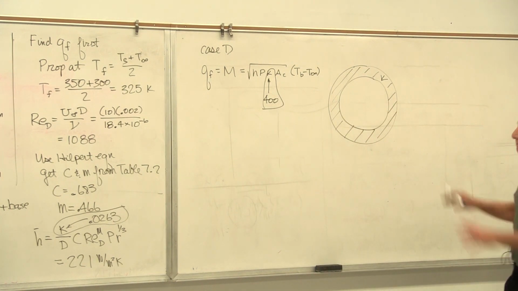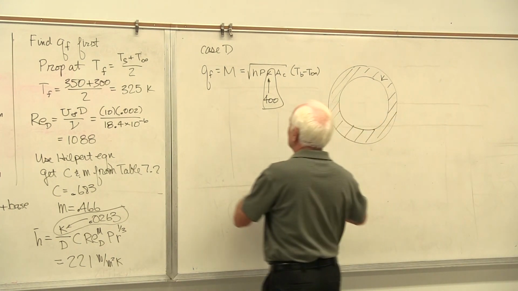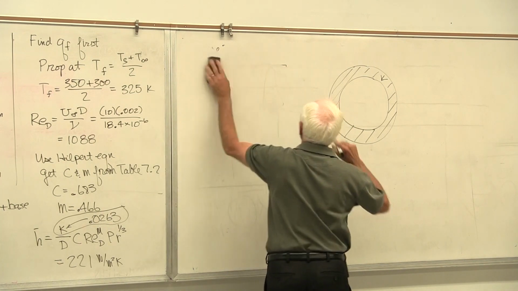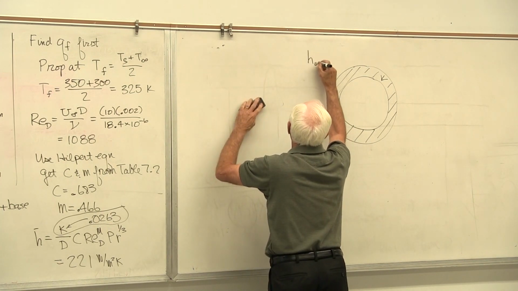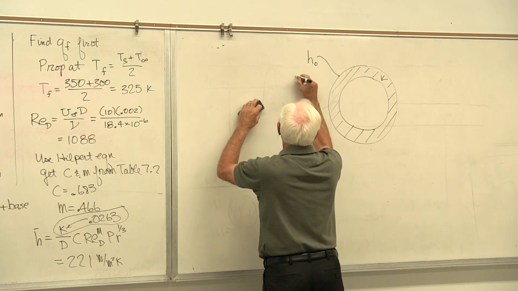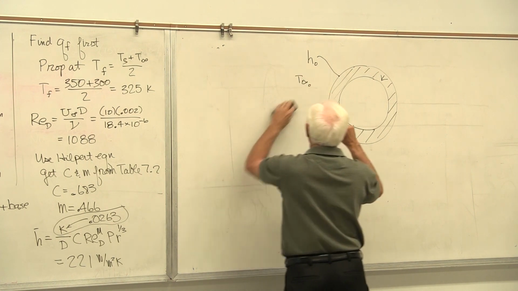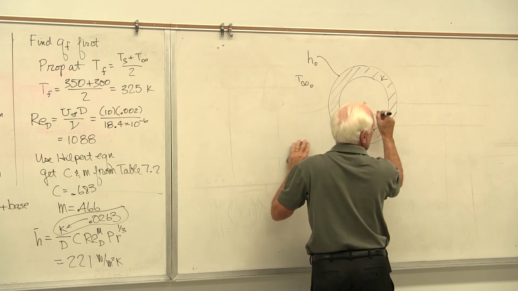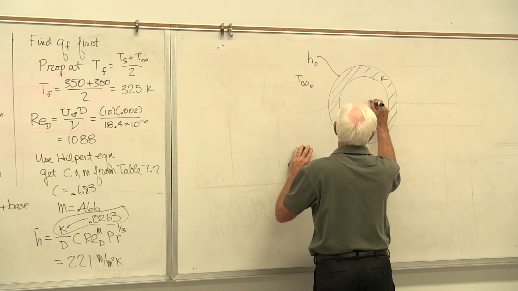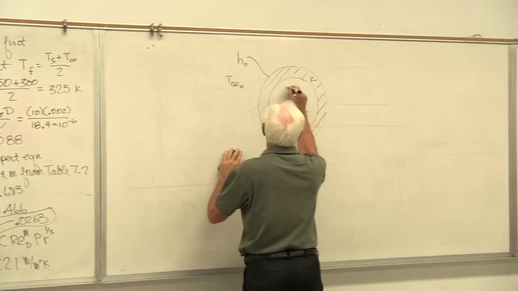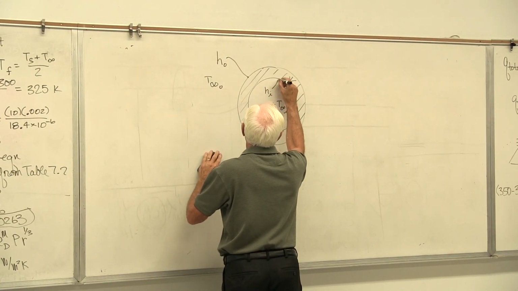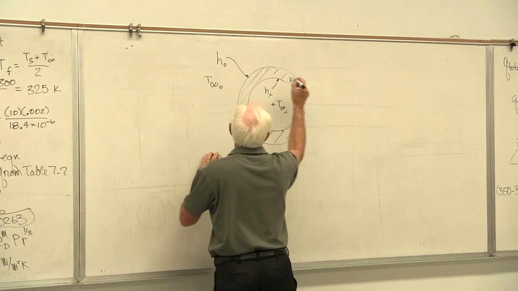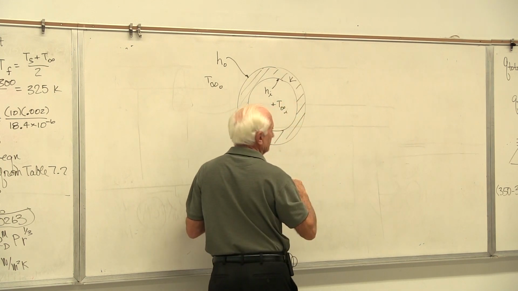Okay. All right, back to here. This is a cross-section of a tube. On the outside of the tube, there's a convection coefficient, H outside. Temperature out here is T infinity outside. Inside the tube is carrying a fluid maybe. Temperature is T infinity on the inside. There is an H on the inside. And then there is a K of material.